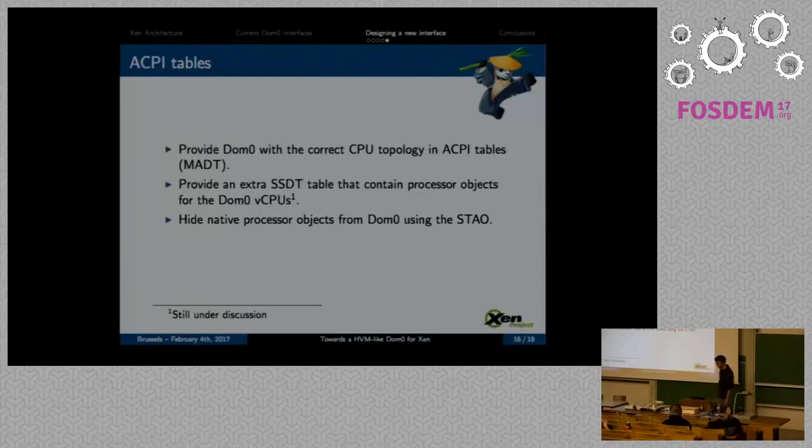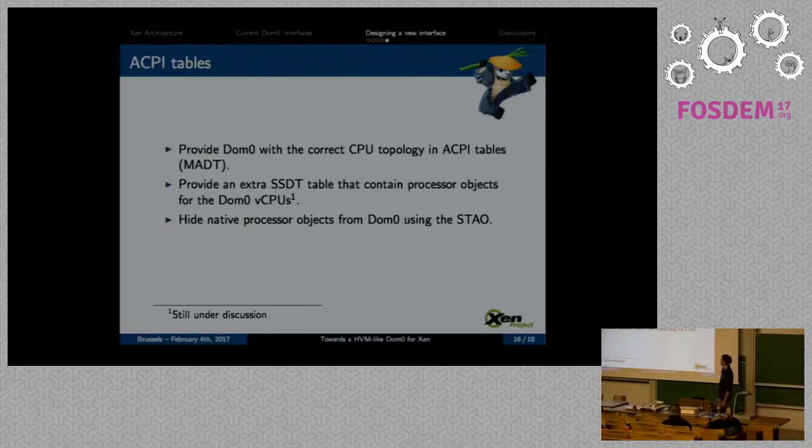And finally, the problem with the ACPI tables is a little bit more tricky to work around, but I think that we found a way to solve this. First of all, we will provide a new MADT to Dom0 that will actually reflect the topology of Dom0. That means that Dom0 will see the number of CPUs that it can use. It will not see the number of CPUs available on the whole hardware. Then we will also provide an extra dynamic table for Dom0 that would contain processor objects for these CPUs. This is needed in order to comply with the ACPI spec, because ACPI requires you to provide processor objects for the CPUs on the MADT.